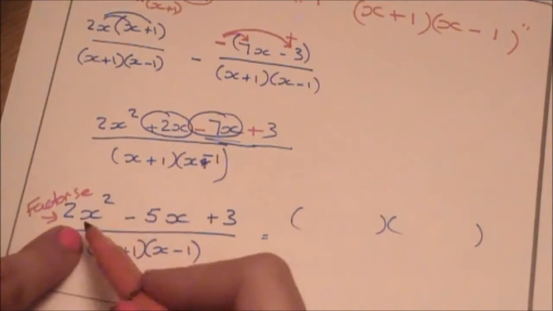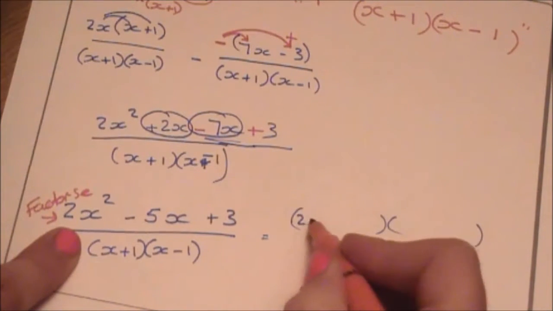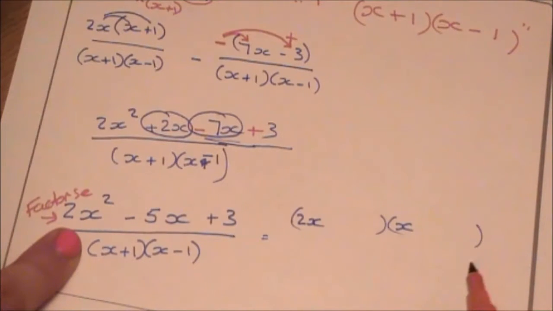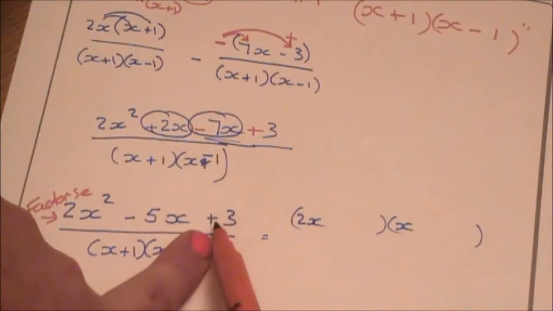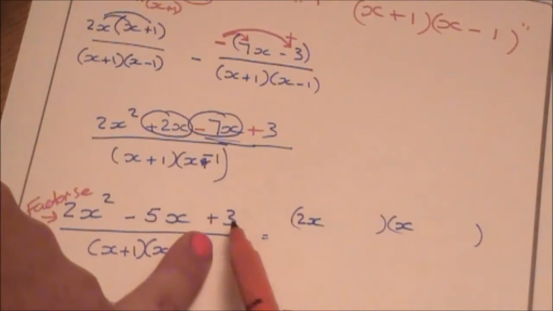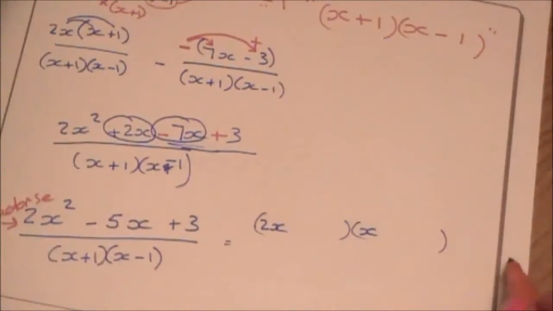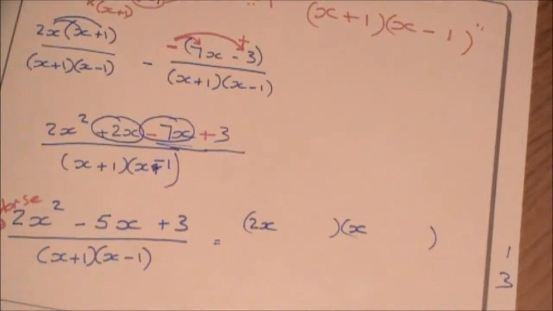But because I've got 2x squared at the start, I know that one of my first terms of the brackets is going to be 2x and the other one's going to be x. Now I can see that my quadratic expression ends in a positive 3. That means the product is positive, so both of my signs either have to be positive or they both have to be negative. But either way, they multiply together to get 3. So that only leaves me with the number options of 1 and 3. So I know those numbers are going to be going into my brackets. I have to decide which goes where.